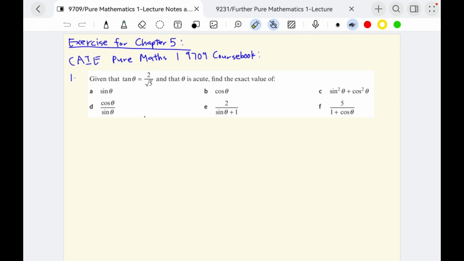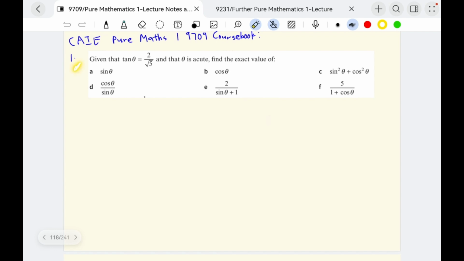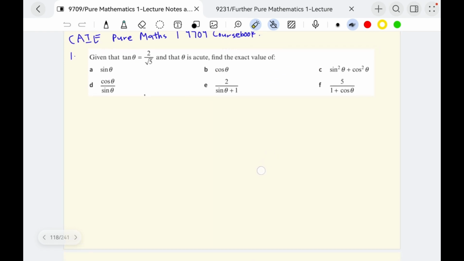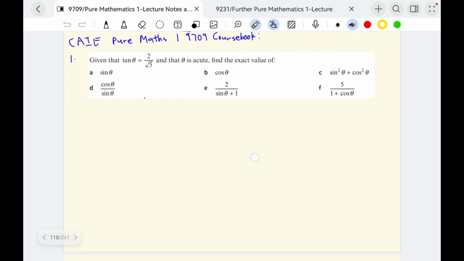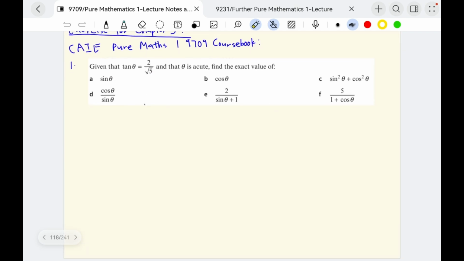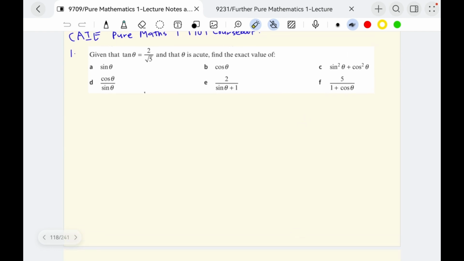As usual, the first few questions are from the course book 9709, as well as the past year questions at the back. But I won't discuss all of these questions for you, because I'll only discuss 14 questions exactly. The length of the questions is way too much, and for the rest of the questions, I need you to try them out by yourself.